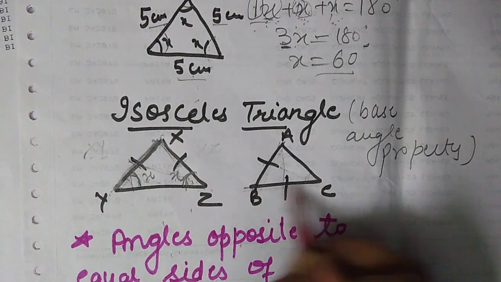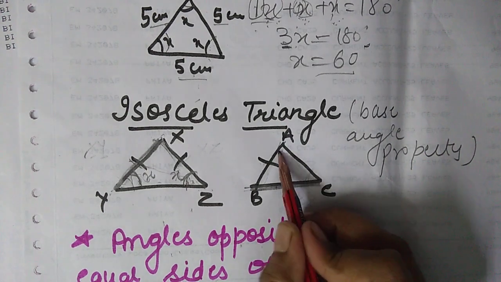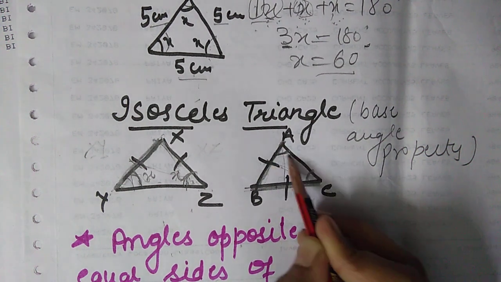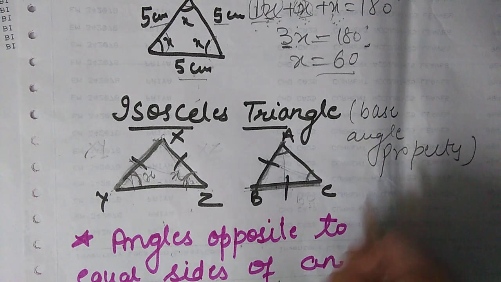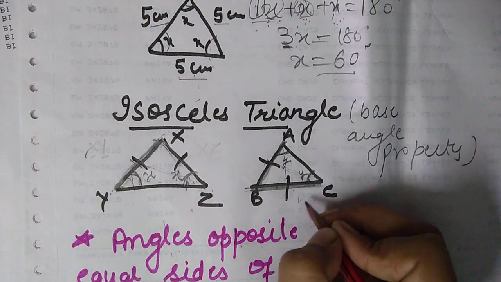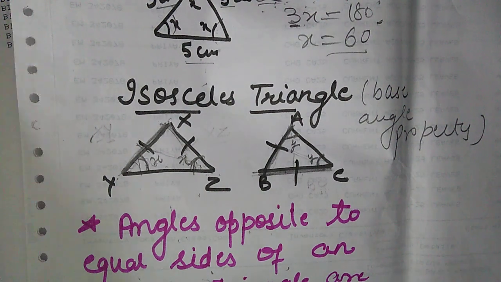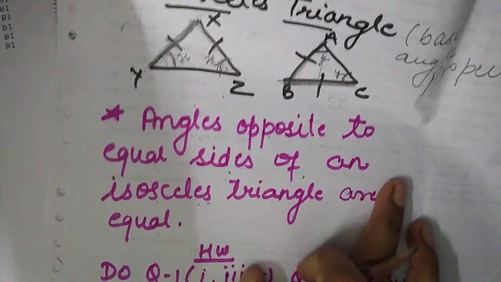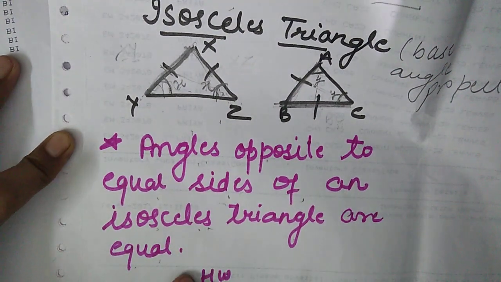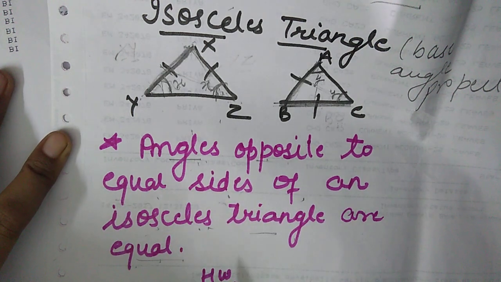Now if these two sides are equal, which two angles will be equal? Opposite to BC we have angle A, and opposite to AB we have angle C. So angle A and angle C are equal. If I say this is y, this is also y, because they are equal, so we represent them by the same variable. This property is known as the base angle property of an isosceles triangle, and it states that angles opposite to equal sides of an isosceles triangle are equal.